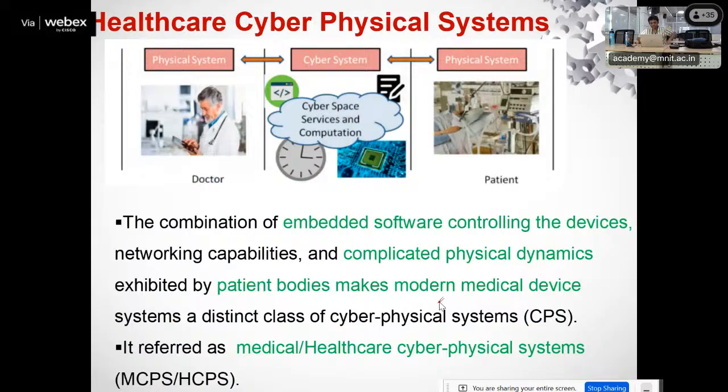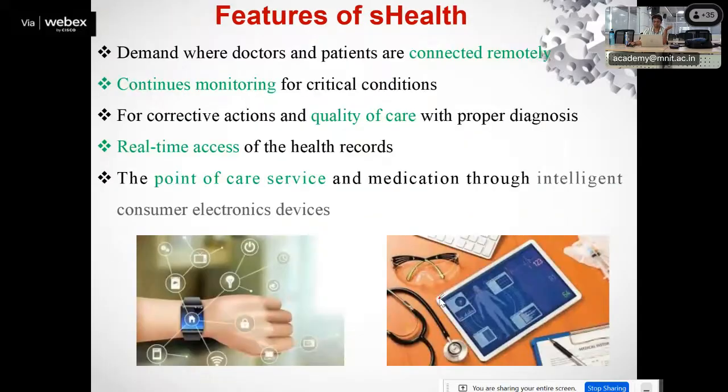Now the cyber physical system is very important. Usually when we talk about a cyber physical system, it is some sort of hardware and software combination. If we use it for a healthcare application, then we term it a healthcare cyber physical system or a medical cyber physical system.